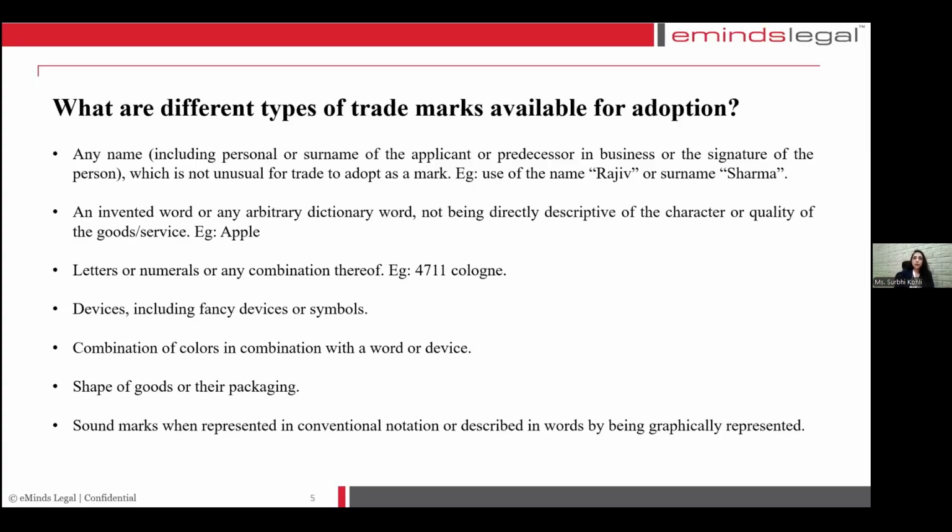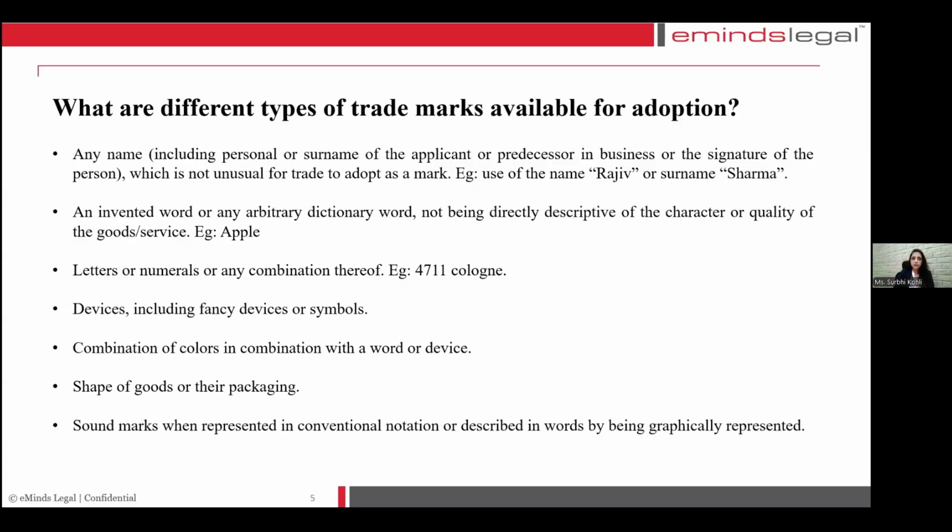Combination of colors in combination with a word or device. So this plays a very important role when you're filing a trademark registration for a device mark. People very often come and say that we want a mark in a particular color combination. Let's say in purple and yellow. But then if you get your mark registered in that particular combination, you will only be able to use that mark in that color combination itself. If anybody else is using any other color combination, you do not have proprietary right on that color.